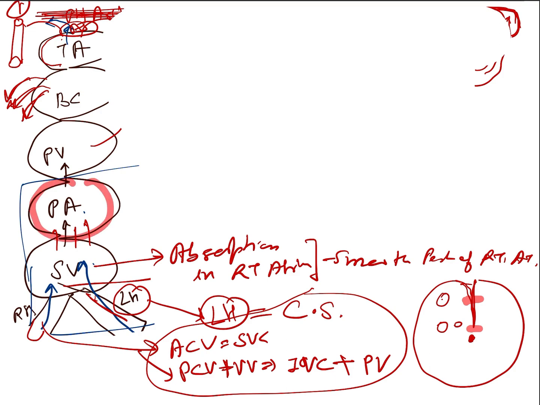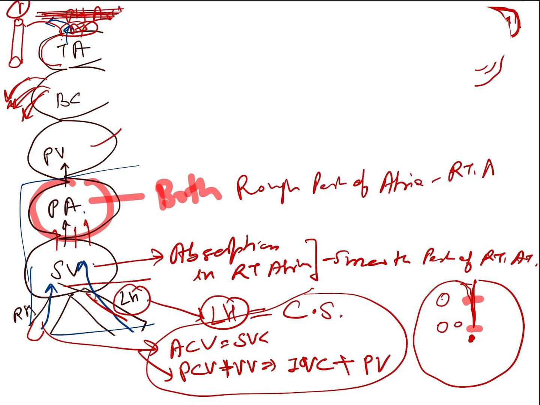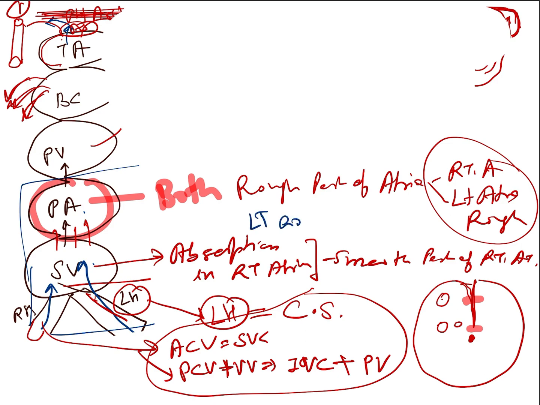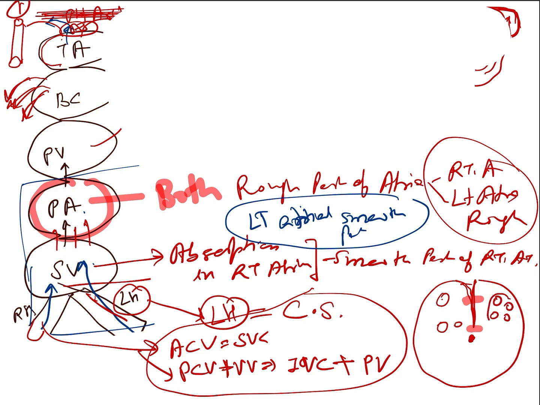Then this primitive atrium will form both rough parts of atria, meaning the right atrial rough part as well as the left atrial rough part. Now the question is, from where does the left atrial smooth part arise? This left atrial smooth part arises through absorption of 4 pulmonary veins.